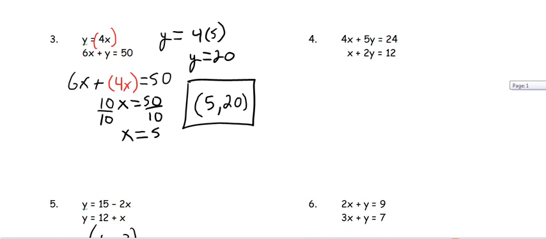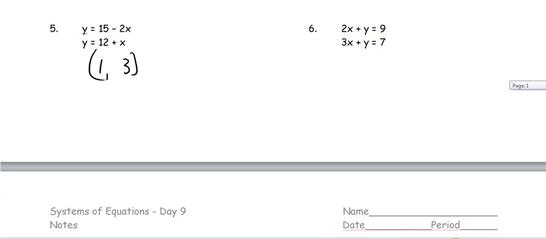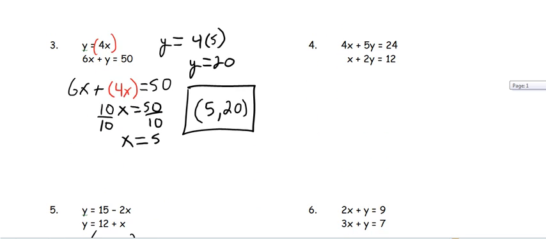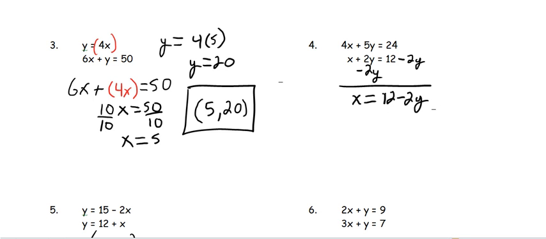All right, do I have one of them solved? Actually, I'm looking at number 4, and it looks to me like I could easily make this a substitution if I would simply subtract 2y, then I end up with x equals 12 minus 2y. And just looking at this, it looks like it would be much easier than trying to do elimination.